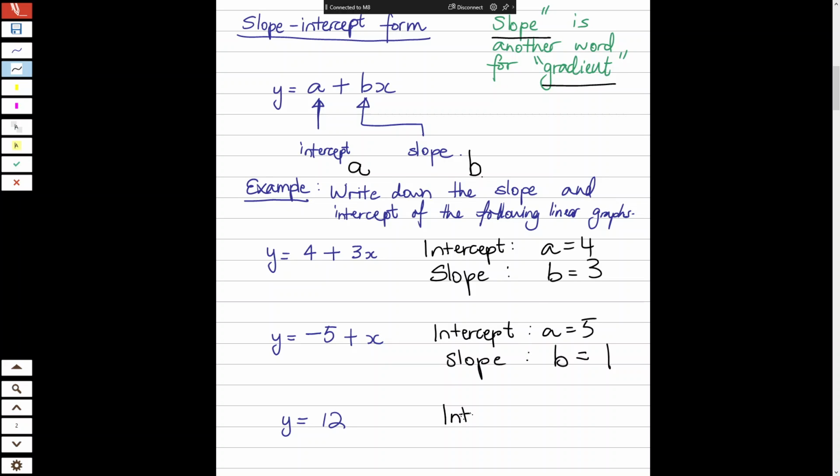All right, last one. What's the intercept of this graph, y equals 12? The intercept is 12, but the slope is 0. Why is the slope 0? Because there's no x term. Very nice, Jess.